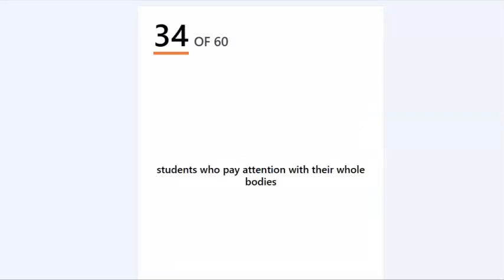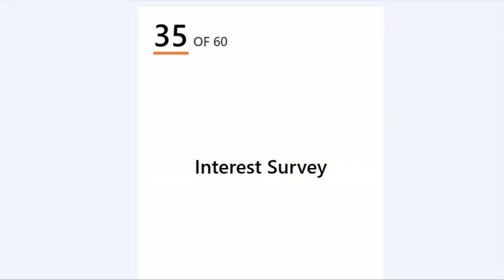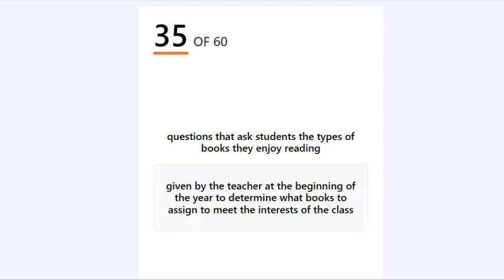Active participants. Students who pay attention with their whole bodies. Interest survey. Questions that ask students the types of books they enjoy reading, given by the teacher at the beginning of the year to determine what books to assign to meet the interest of the class.